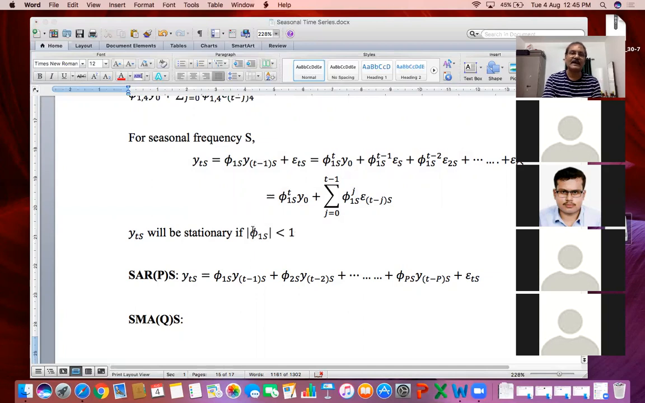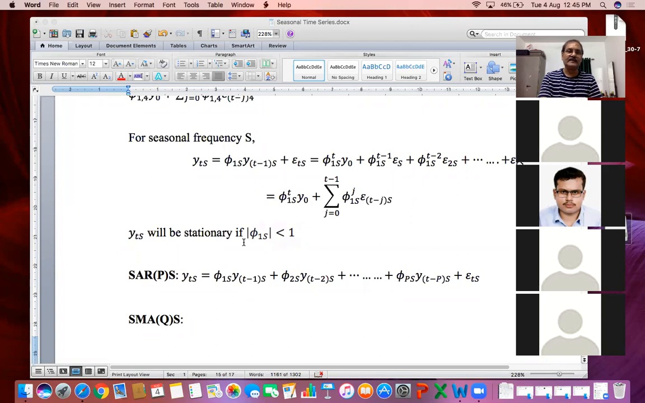What is phi 1S? Phi 1S again is the coefficient for AR1 component in the seasonal time series. Okay, so in finding out whether a series contains unit root or not, we always need to focus on the coefficient for AR1. If the coefficient for AR1 is less than 1, then we can say the series will be stationary even in seasonal variation as well.